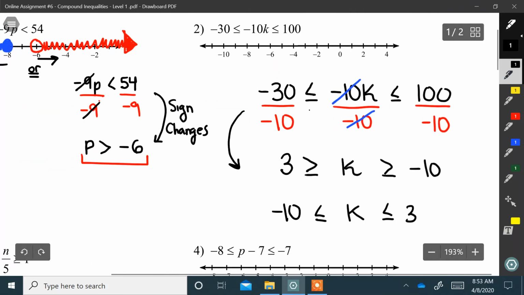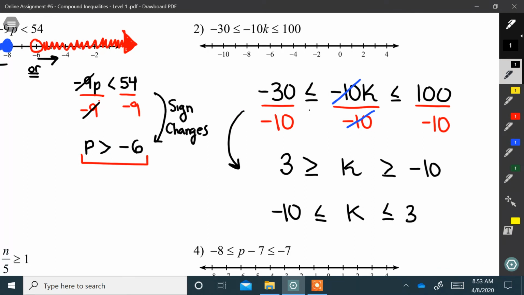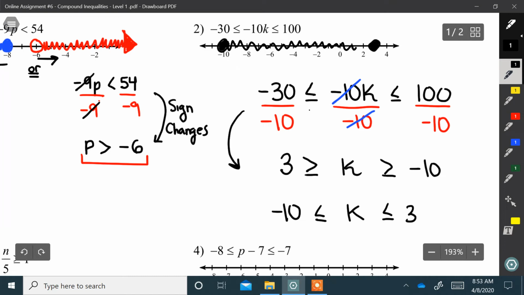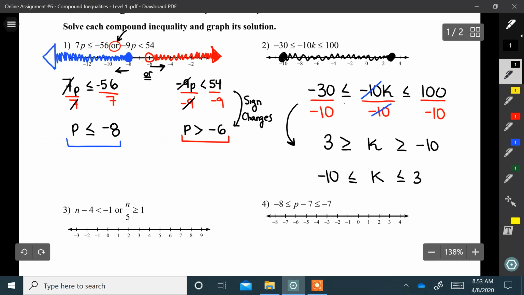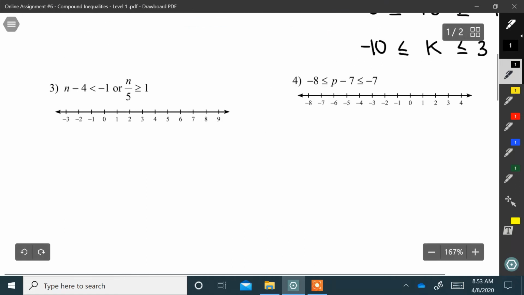So that means that k is between negative 10 and 3. Okay, so k is between negative 10 and 3. So here's my numbers there, closed circle, and 3, closed circle. Where is the 3? Right there. And then we're going to graph in between. Okay, so that one was a little bit more complicated just because I was dividing by a negative, but that's probably the most difficult round in here. Usually these rounds are not that difficult to do.